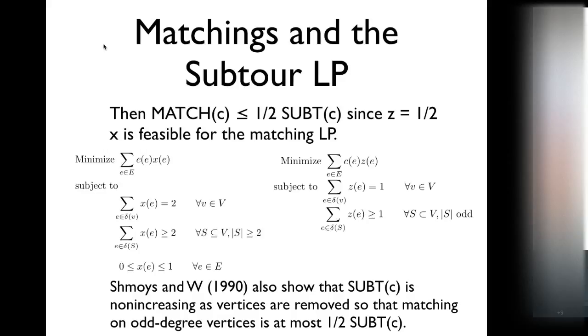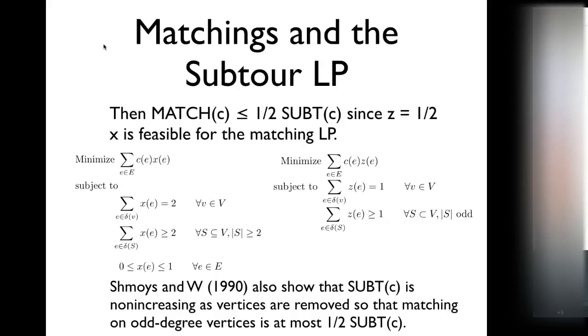So here's an easy way to see that the cost of the min cost perfect matching is at most half the value of the Subtour LP. Just take a solution to the Subtour LP and show that 1/2 of it is going to be feasible for this matching LP. And if I have a feasible solution that has cost that's 1/2 of this, then certainly because I'm minimizing, the optimal solution is going to be at most 1/2. And I claim this is pretty easy to see.